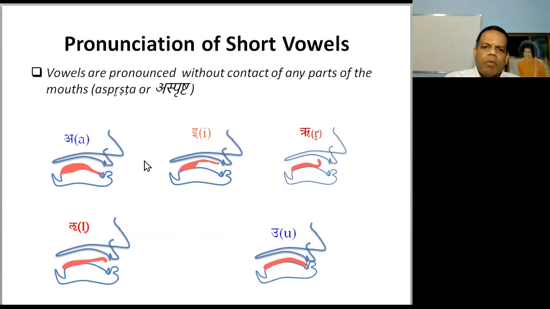Again, the same vowels A, E, R. I have pointed out the positions of the tongue. A is produced at the back of the throat with a slight lifting of the tongue at the back. For E, the tongue rises up parallel to the palate. R is pronounced when the tongue is curved up and pointing towards the top of the head. Then L is when the tongue is pointing towards the teeth, but not touching the teeth. And U is by bringing the lips together.